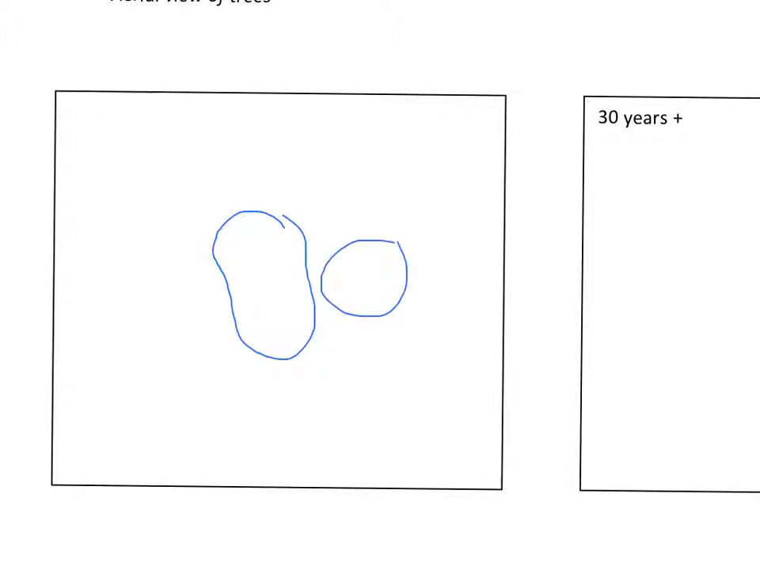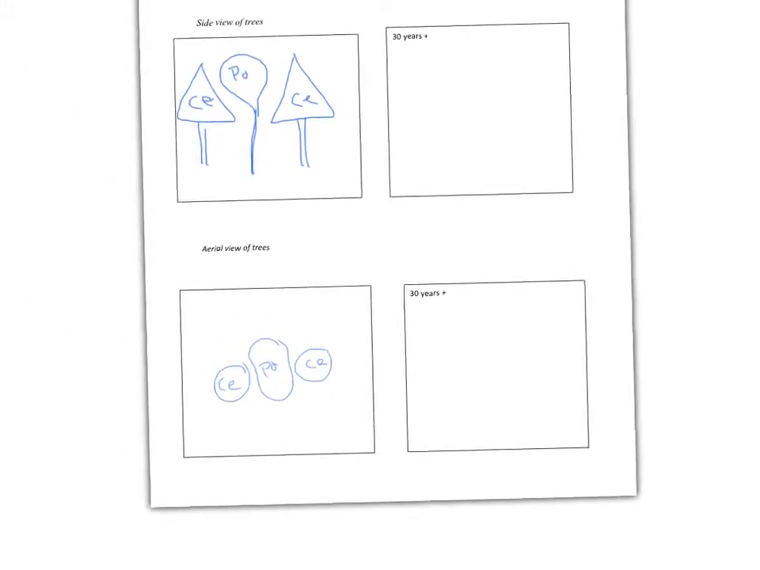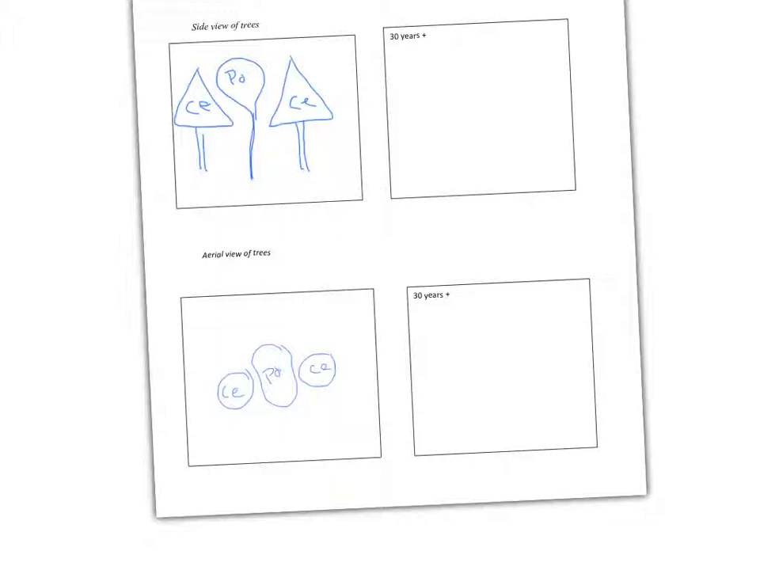Okay, label again. That's kind of what you are imagining that you're seeing here. So that's how we look. That is currently what the trees look like today.